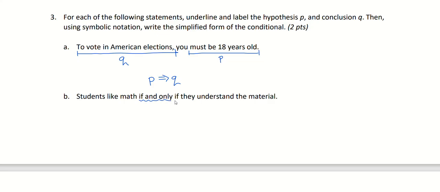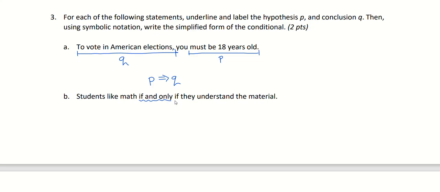On B, this is the part that I care the very most about. The if and only if. It has meaning. If and only if. How do we write that? Which of these would you want as the hypothesis? Is it true that if you like math, then you understand the material properly? You think there's many people who like math but don't understand the material? Yes. Okay, well, awesome.